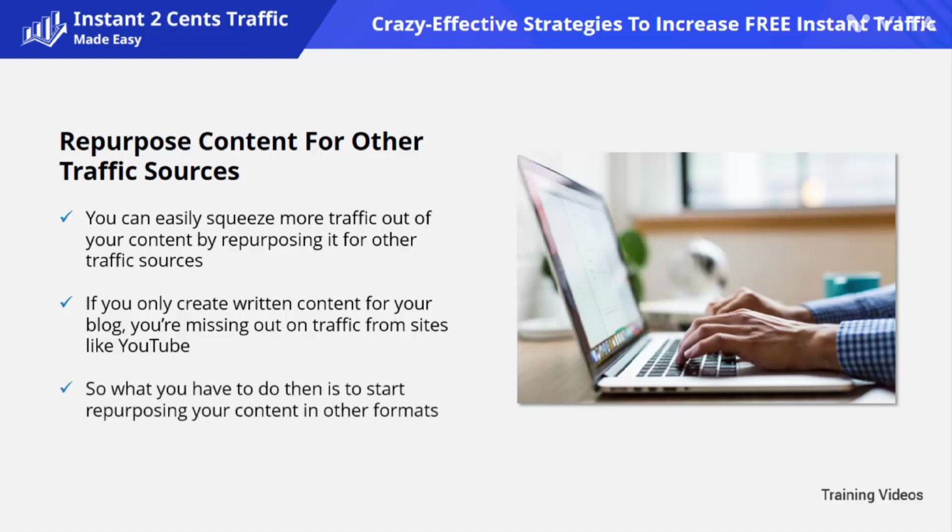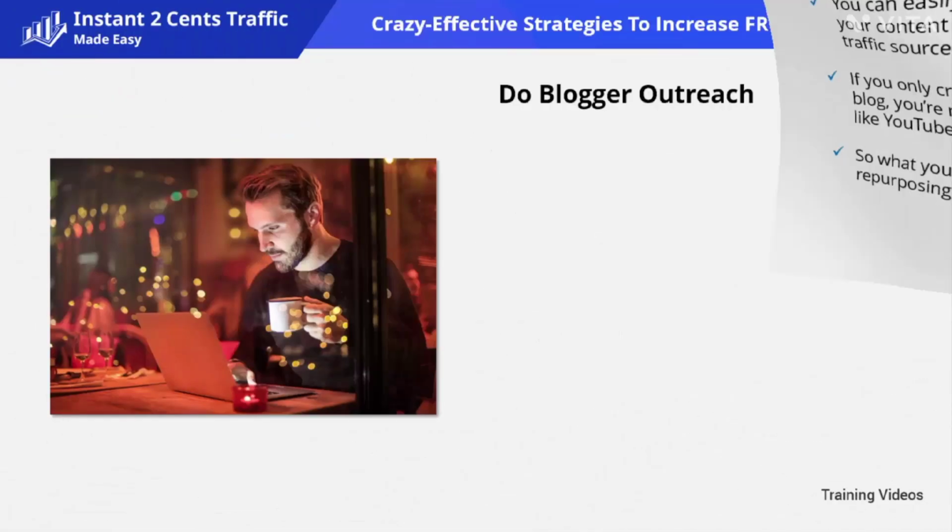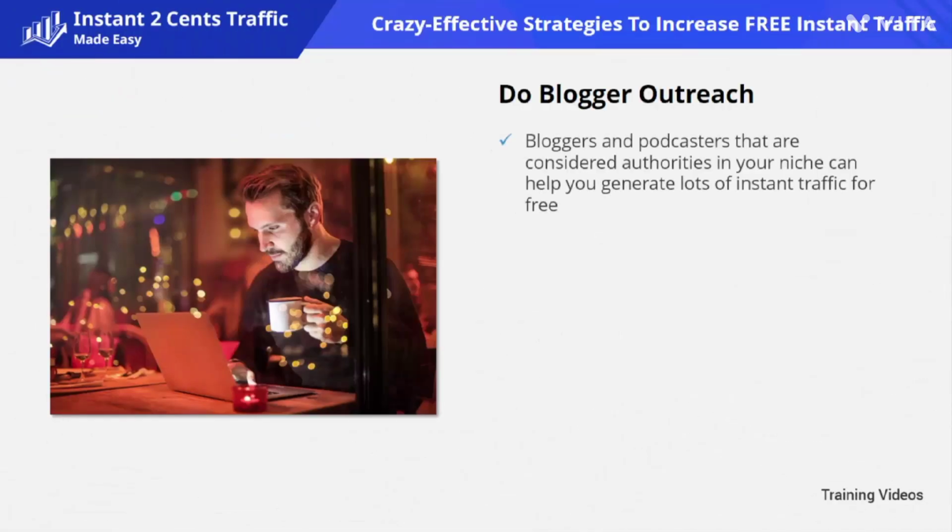So, what you have to do then is to start repurposing your content in other formats. If you only produce blog posts, then take your best blog posts and make them into a video for YouTube. That way, you will attract YouTube users looking for the same content, but in video format. Do blogger outreach. Bloggers and podcasters that are considered authorities in your niche can help you generate lots of instant traffic for free. For this, you have to do some blogger outreach.